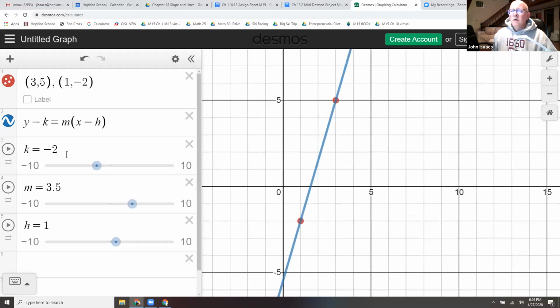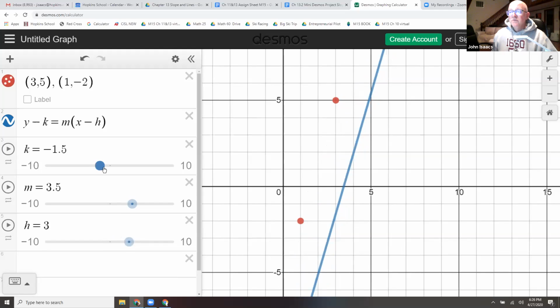And that's using k as -2 and h as 1. If we change this h to 3 and the k to 5, notice I'm using the two values in the ordered pairs. We also have a perfect match on the line.